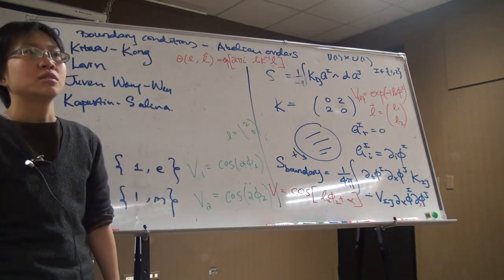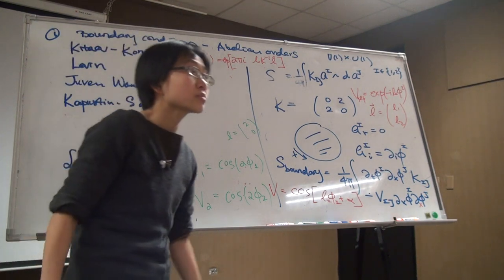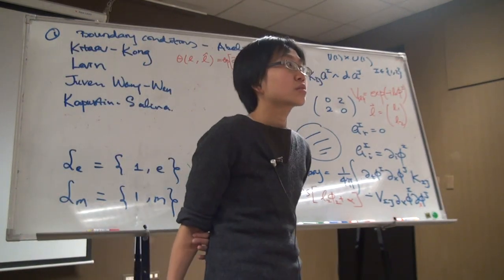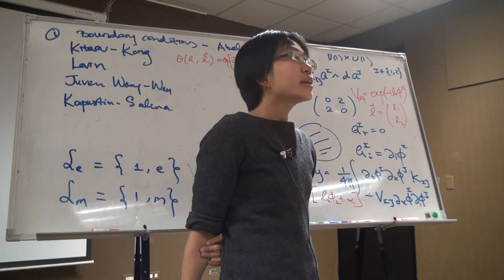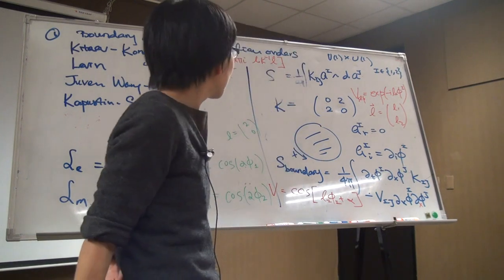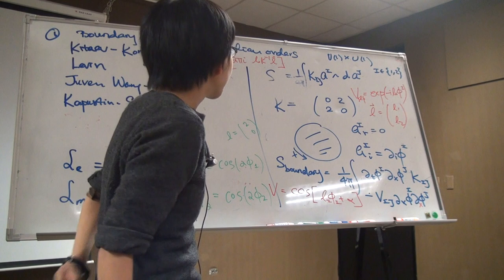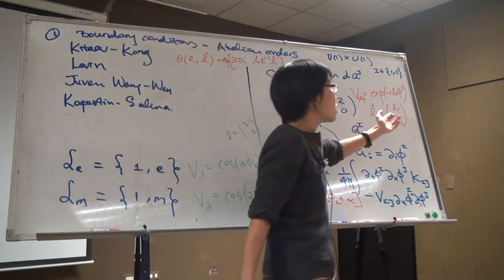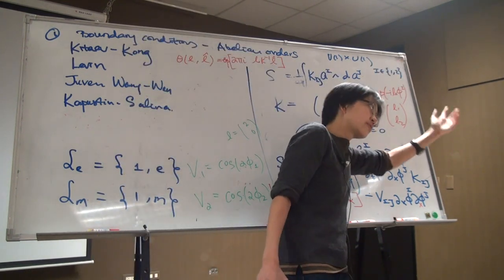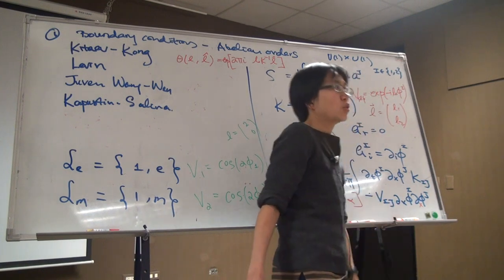Is there any meaning of this phi 1 having periodicity of 2 pi over alpha? That is precisely why, that follows from the compactness of the gauge theory, and that this becomes quantized.